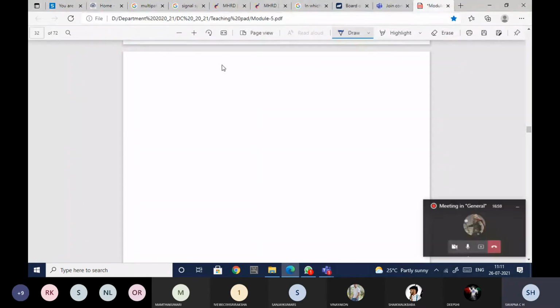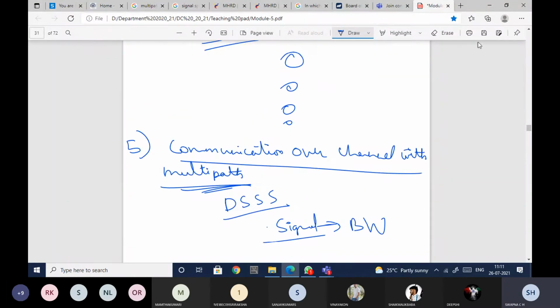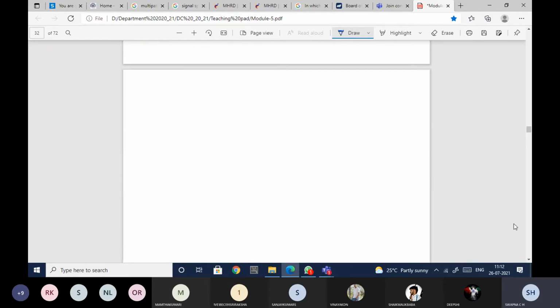Now, I hope this is clear to you. These are some of the applications. Everywhere, the advantage of using this DSSS is highlighted. So now we'll go with the next spread spectrum.